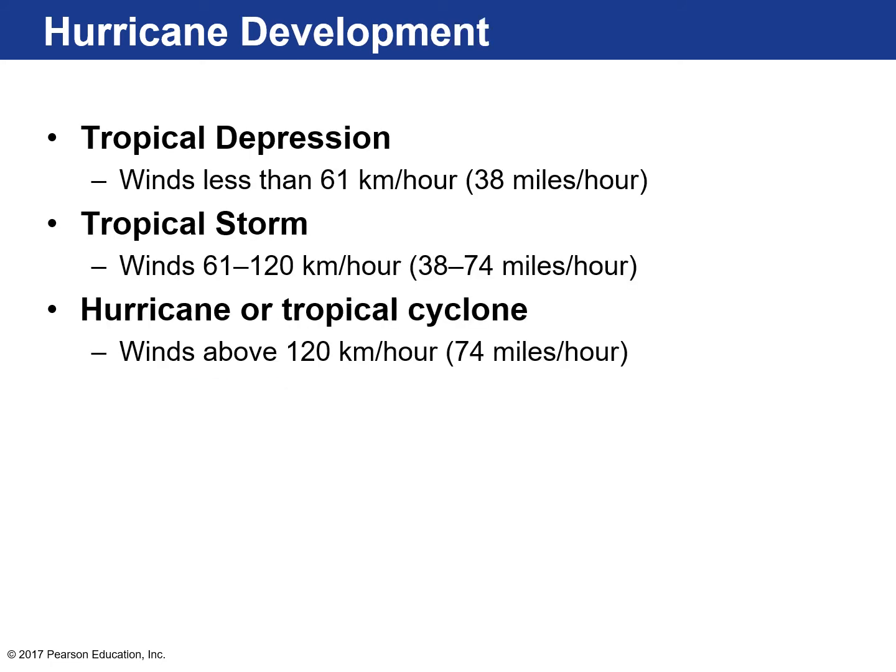Okay, so if you go from a low pressure system to a tropical depression, that's when your sustained winds are less than 38 miles an hour. When it's upgraded to a tropical storm, that means its range of sustained winds is 38 to 74. And once you exceed 74 miles an hour sustained winds, then you're in hurricane territory.